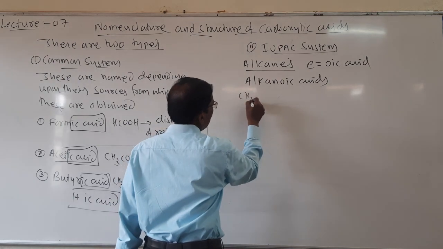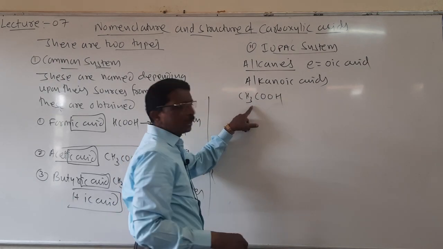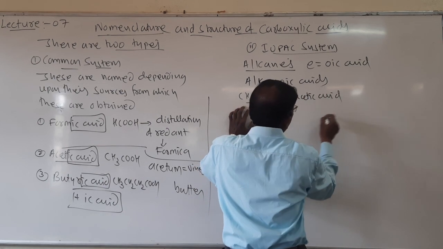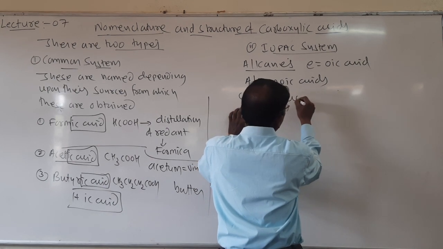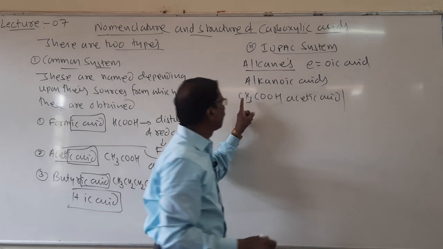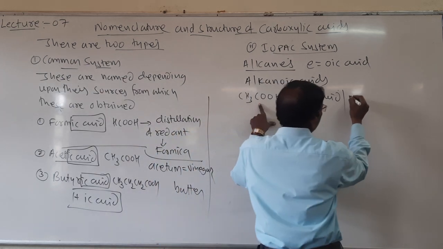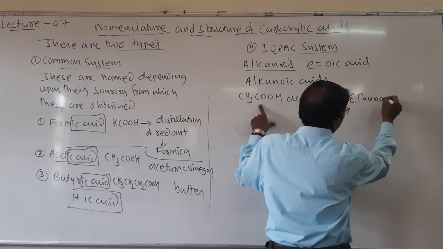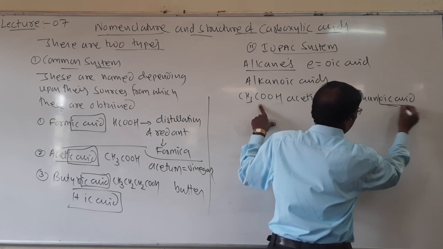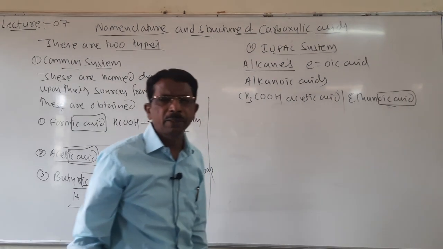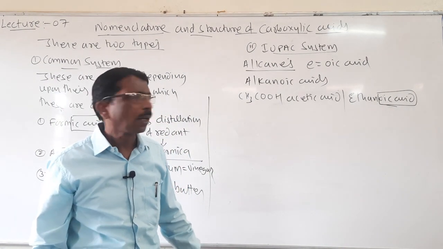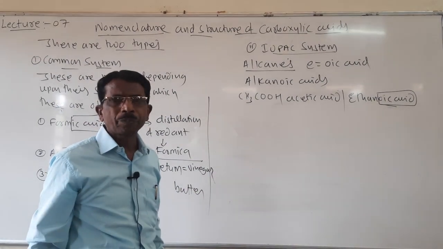So I will show here. For example, look here, the common name is acetic acid, and its IUPAC name, with carbon 1 and 2, is ethanoic acid. So here OIC acid is added. Ethanoic, propanoic, butanoic, like this OIC acid is added.